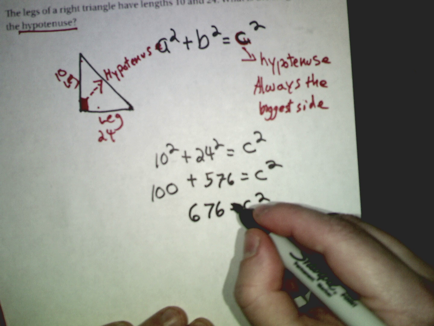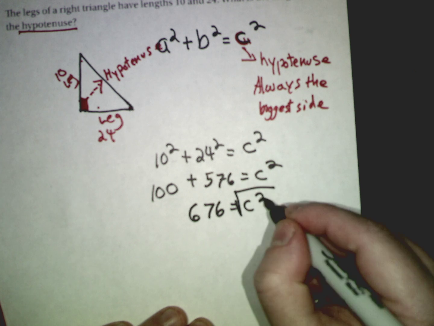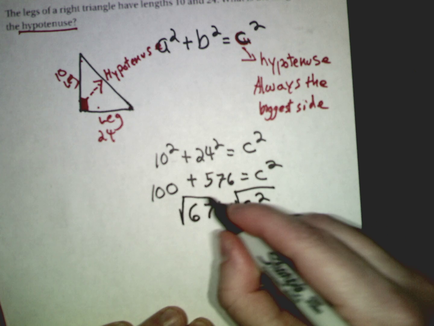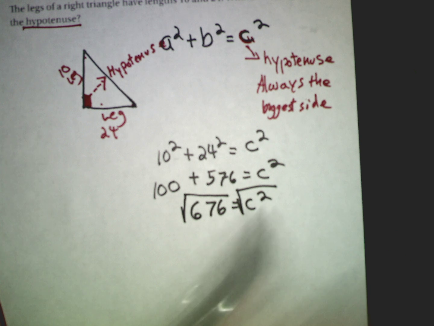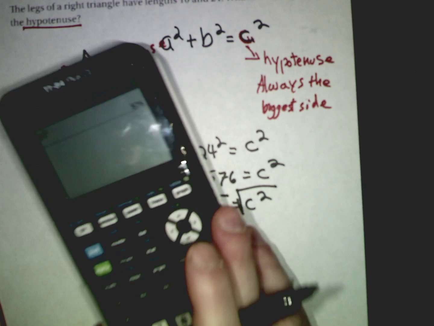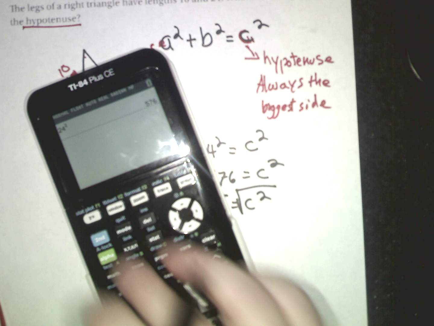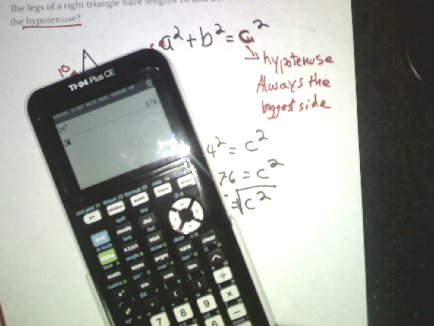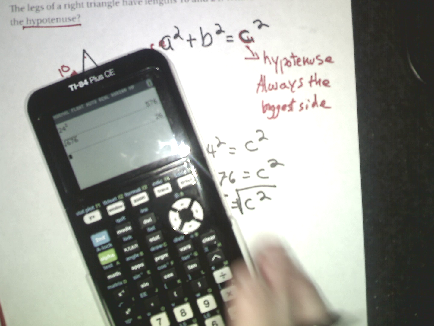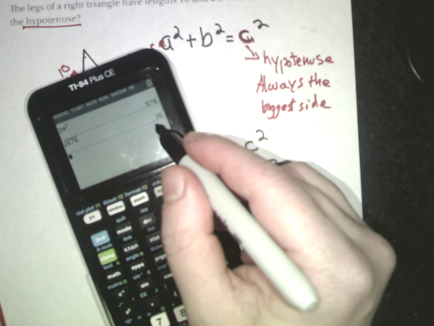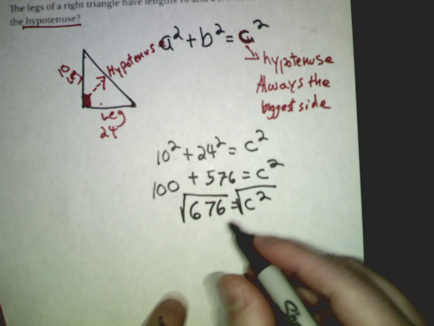Next thing, square root. I want to get rid of that square. On my calculator, remember, you can use Desmos. Download the Desmos app now that you don't have access to these calculators. But I'm going to go on my trusty calculator and do second square root of 676. It's a nice whole number. Sometimes this will be a decimal, but this number here is 26.